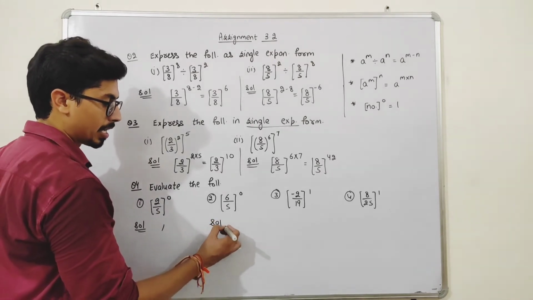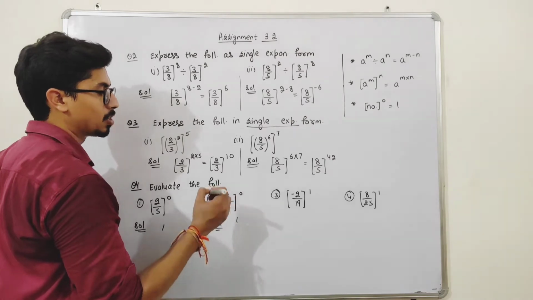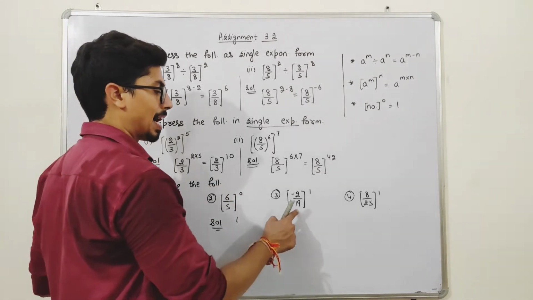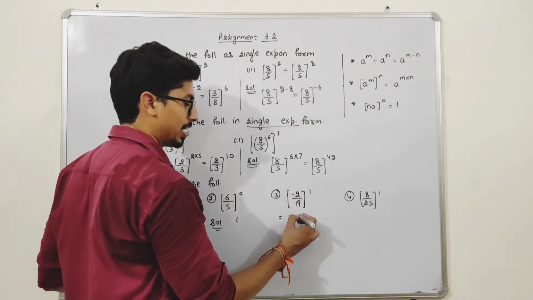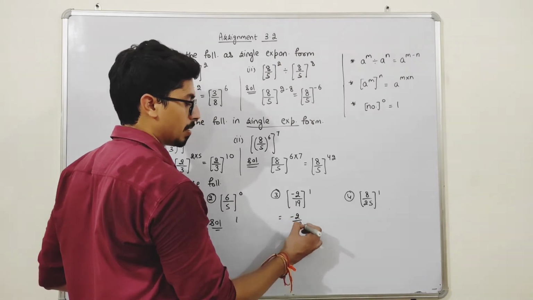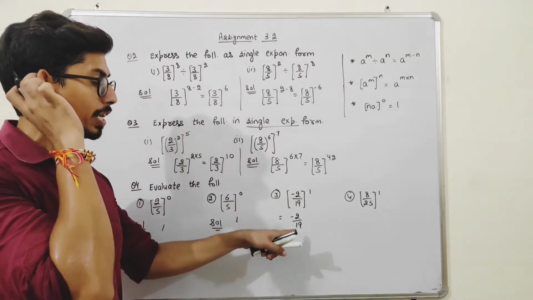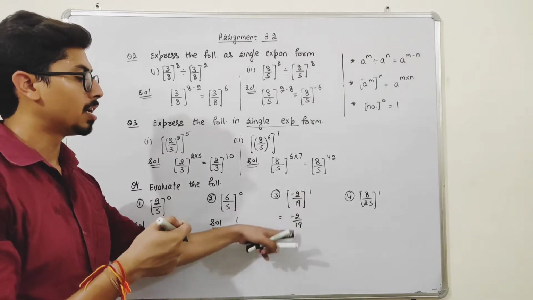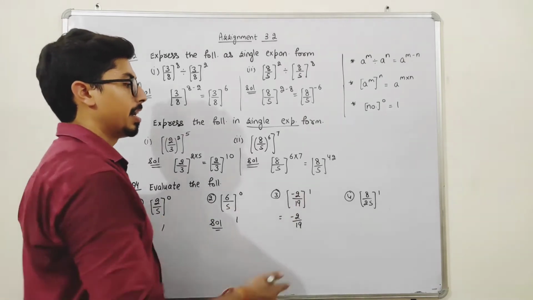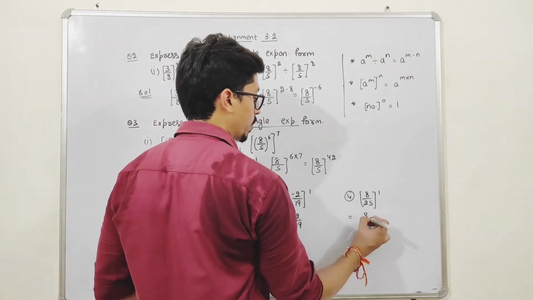Similarly, number raised to the power 0 is 1. So the answer is 1. Power is 1. So I can just write it like this, 2 by 19. Because if the power will be 2, I have to take it 2 times. But the power is 1. So I can write it like this. And similarly, this will be 8 by 25.